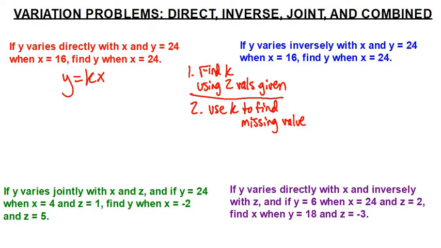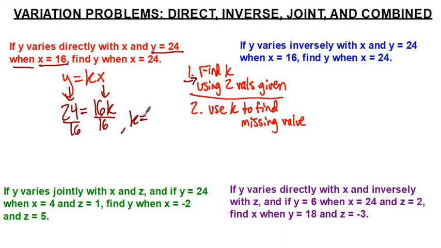So what do I mean by the two values given? Let me use a different color so this is not too much red here. There are two values given: y equals 24 when x equals 16. There's our two values given. So I'm going to plug in 24 for y, and I'm going to plug in 16 for x, and there's that k. Now it says find k. Well, here we would find k if we just divided by 16. And k is 24 over 16. When you reduce that, it reduces to 3 over 2.